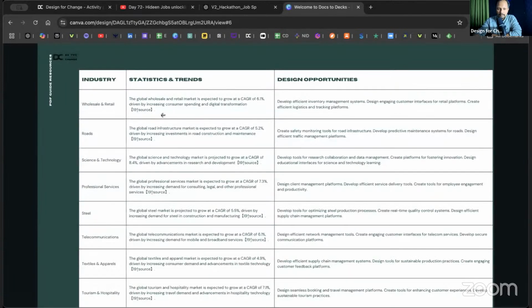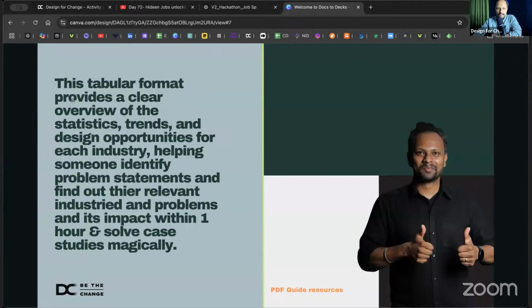I've also given you some statistics and opportunities for being a designer. But you have Codex. You know you're working in a team now. You can find out whatever you want. This tabular column provides a clear overview of the statistics, trends and opportunities, helping someone identify a problem statement and find the relevant industries. This is to find out whether your industry is there or not to do the project here.